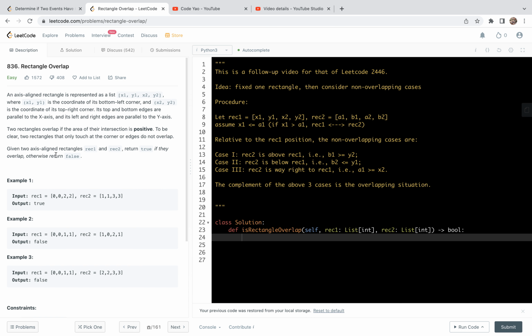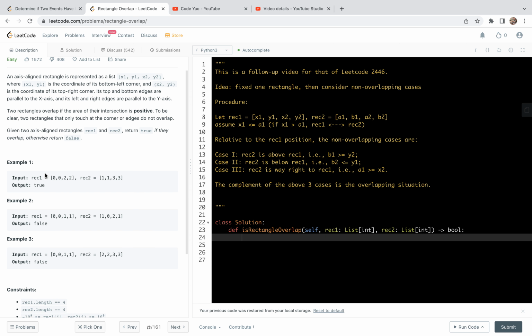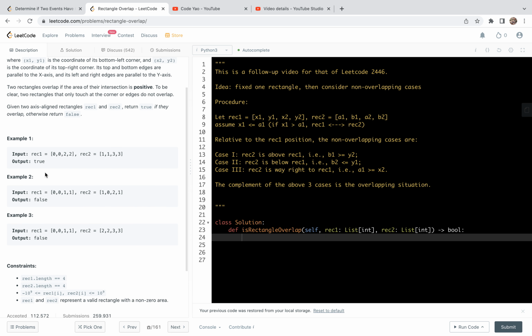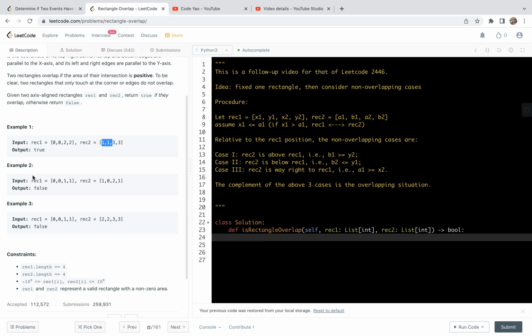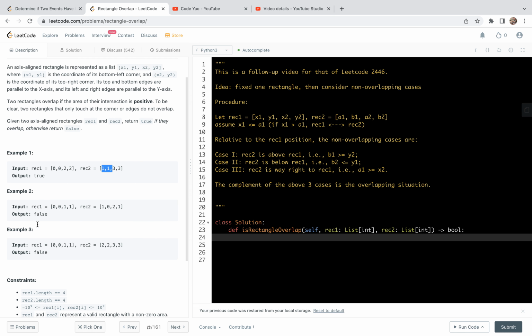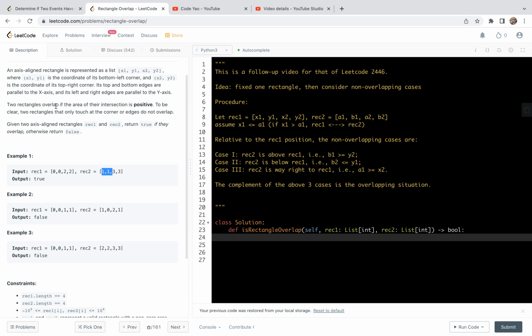Notice that here the positions of the two rectangles are very special. Their edges are parallel to the coordinate axes, right? Here are three examples. In example 1, we return true, right? You can check that actually (1, 1) is inside the first rectangle. In example 2 and example 3, the return is false. In this problem, two rectangles overlap means that the area of their intersection is strictly positive.